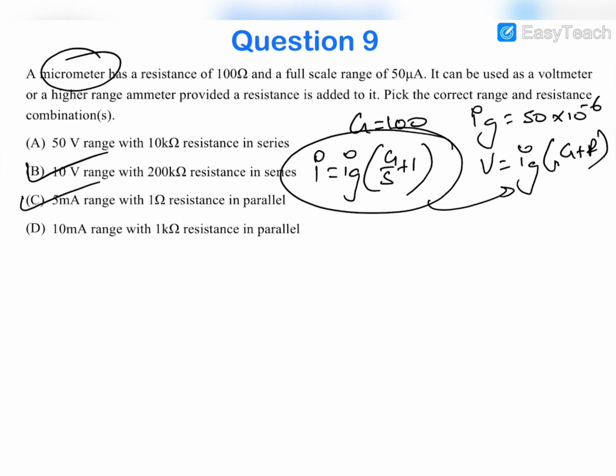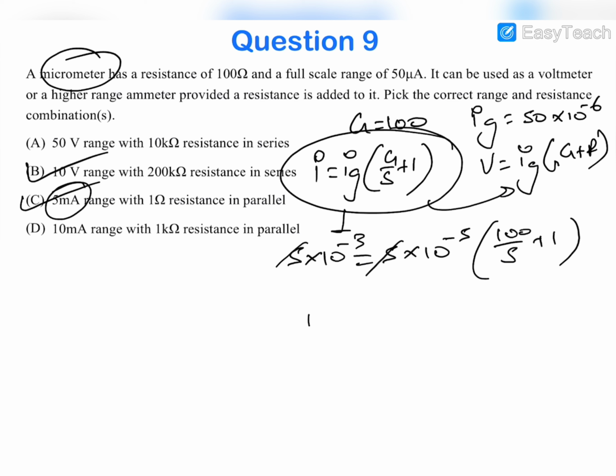I can also tell you that if I is 5 milliampere, so this is 5 into 10 raised to power minus 3, and Ig is 5 into 10 raised to power minus 5, and G is 100, so this is 100 by S plus 1. So approximately S will be equal to 1 ohm. So C is correct, and similarly B will be the correct option. Now we move on to the next question.